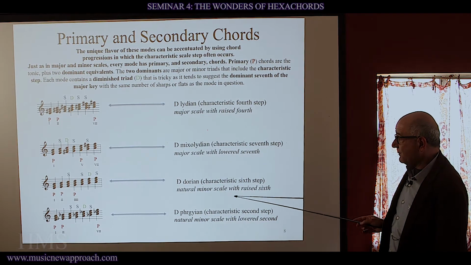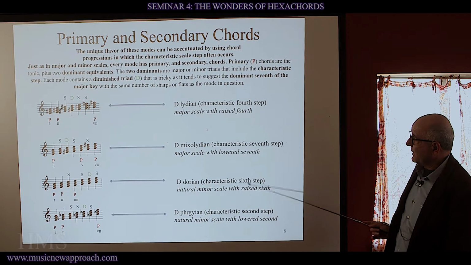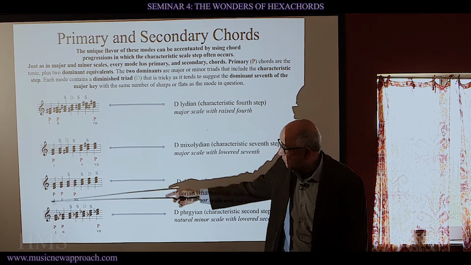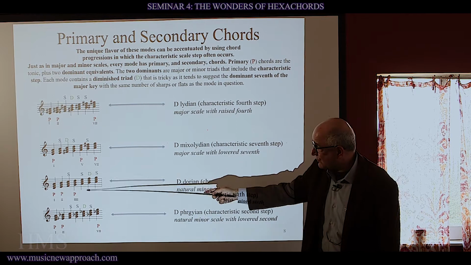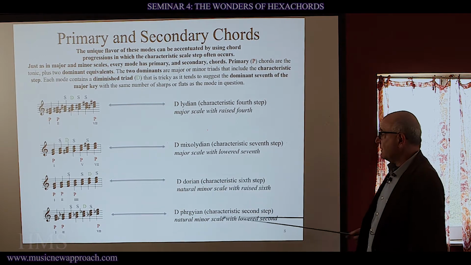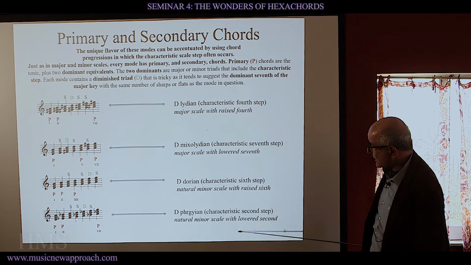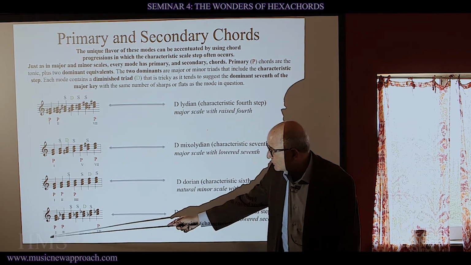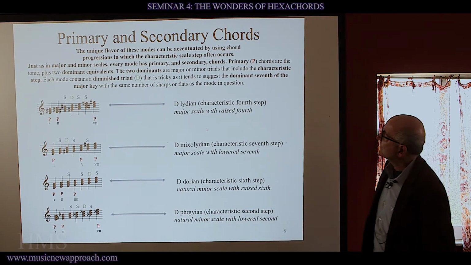Now, the Dorian has the characteristic sixth step. It's a natural minor scale with the raised sixth. So our primary chords are 1, 2, and 4. And this is the diminished. And then the Phrygian, we've got a characteristic lowered second step. So it's a minor scale with a lowered second. So our primary is 1, 2, and 7. Okay?